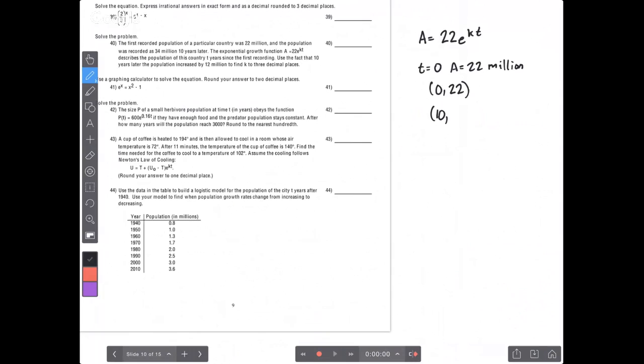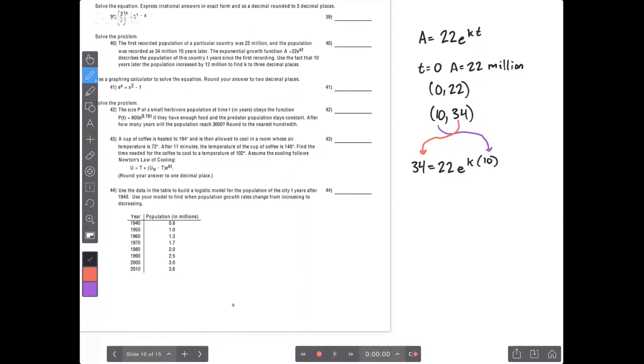And then how much? 34. 12 million higher. So we can say that 34 was equal to 22 times e to the k times 10. So I'm just plugging in that point into the function. Okay, and then I'm going to solve for k. That's what it told me to do, was find k to 3 decimal places.